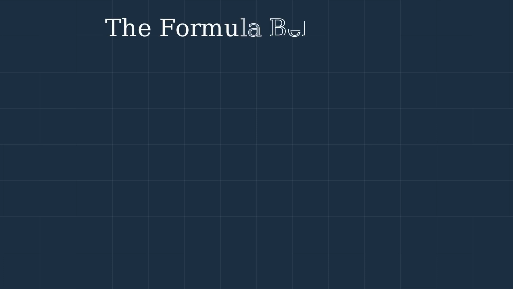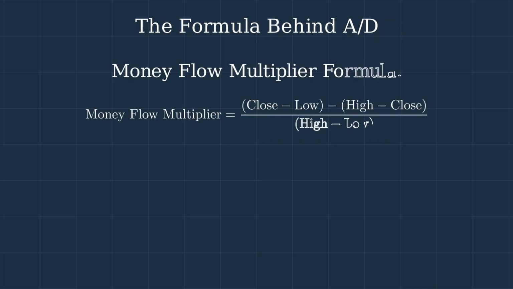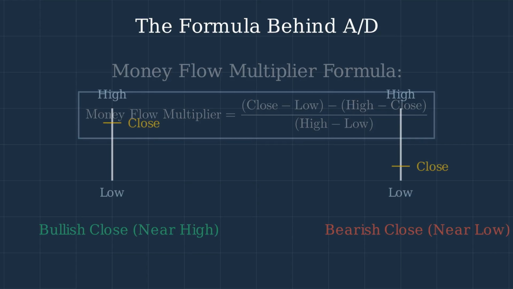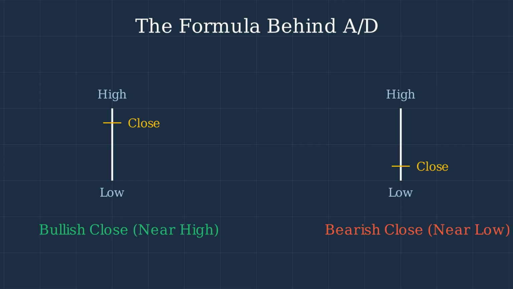The accumulation distribution indicator relies on a precise mathematical formula to measure buying and selling pressure. At the heart of the AD indicator is the money flow multiplier. This formula determines if money is flowing into or out of a security based on where it closes within its daily range. The money flow multiplier compares two ranges, from close to low and from high to close.